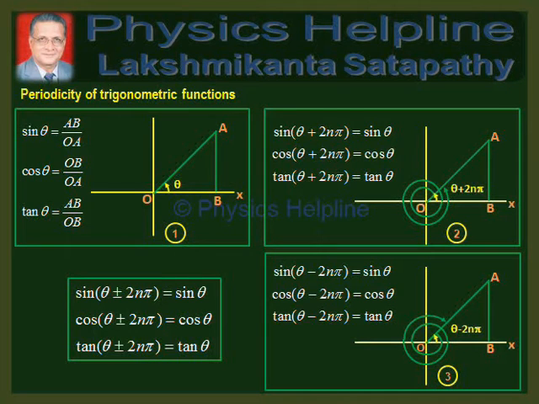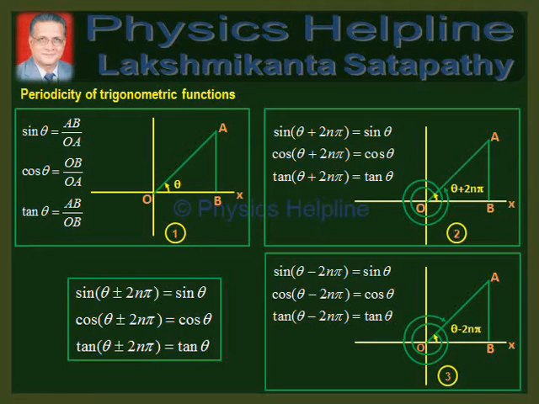Let us recall that angles are traced with reference to the positive direction of the x-axis. The radius vector OA starting from OX has traced angle AOB equal to theta to reach the position OA, as shown in the first figure, where B is the foot of the perpendicular dropped from A upon the x-axis. Therefore, from definition we have sin theta is equal to AB by OA, cos theta is equal to OB by OA, and tan theta is equal to AB by OB.